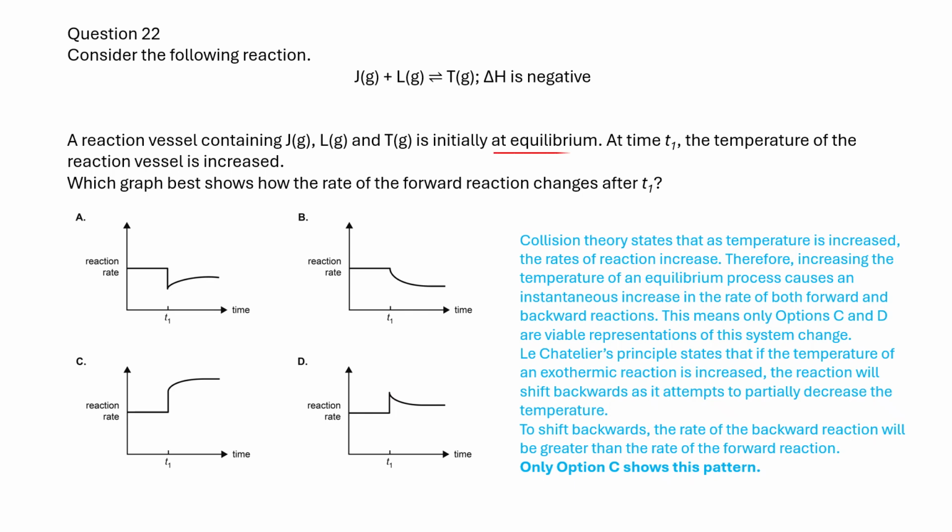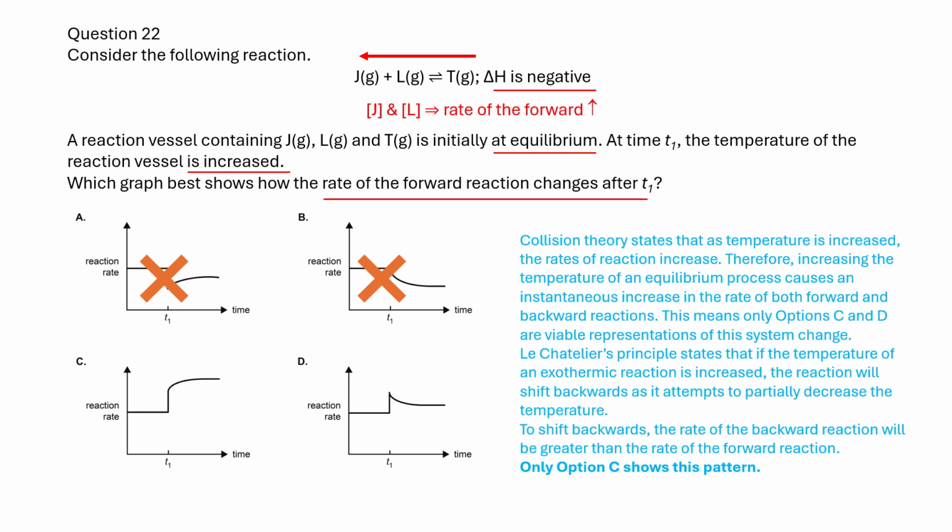Let's imagine an exothermic reaction that's already reached equilibrium. At time T1, we increase the temperature. According to collision theory, this will speed up both the forward and reverse reactions. However, because the reaction is exothermic, Le Chatelier's principle tells us that the equilibrium will shift back towards the reactants. This increase in reactant concentration will then drive up the rate of the forward reaction.